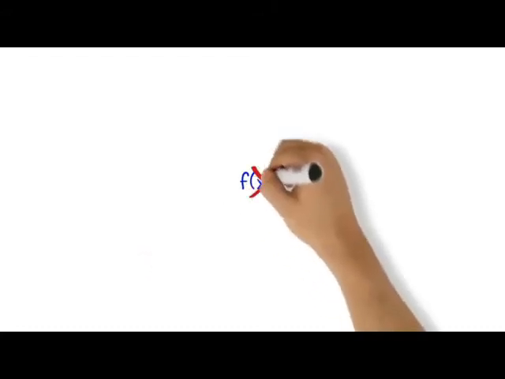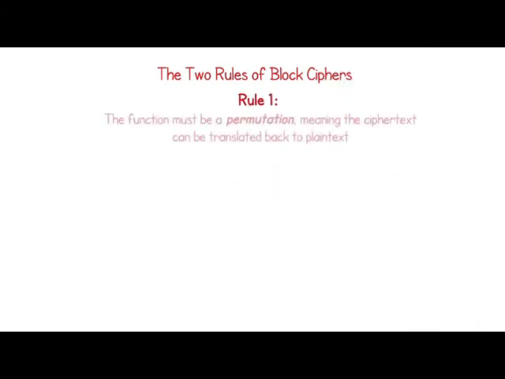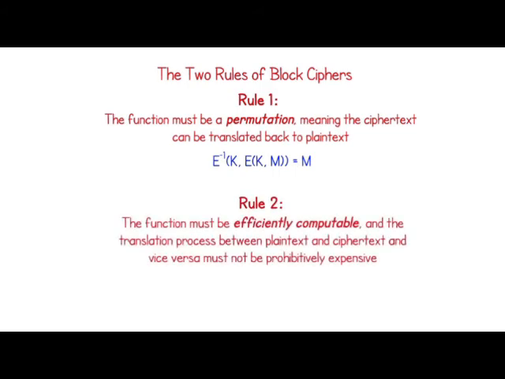You might think that shifting is the only method we can use in block cipher, but not so. There are two rules of block cipher. Rule 1, the function must be a permutation, meaning the ciphertext can be translated block to plain text. Mathematical formula for this is shown here. Now we can go for the second rule. The function must be efficiently computable, and the translation process between plain text and ciphertext and vice versa must not be expensive. It is used for the internet.